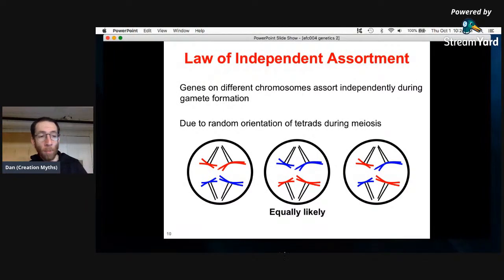Dad's chromosomes go up and mom's go down. Or you can have a mix, where one of mom's and one of dad's goes one way and then the opposite, and each pair goes the other way. So you could have it like this, like this, like that, like that. It's random. All of those states are equally likely.